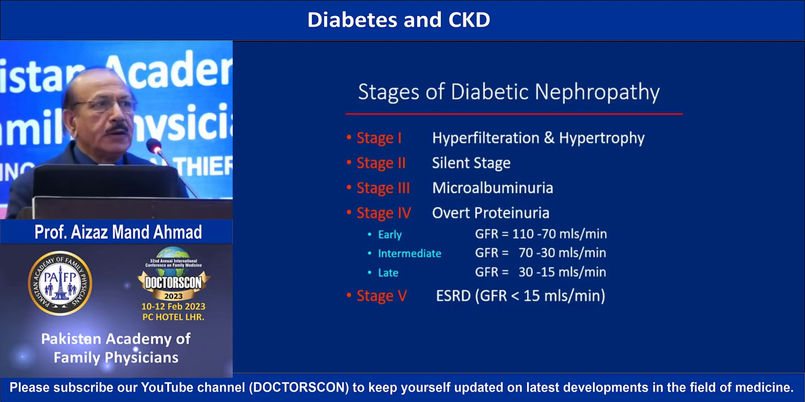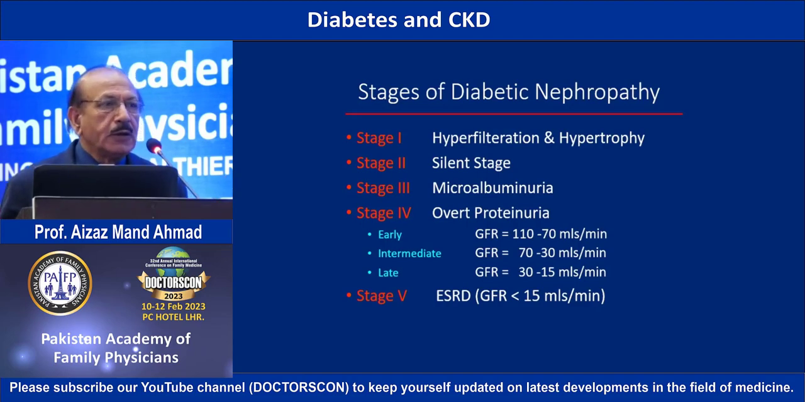Remember that when we test the urine, the dipstick only picks up proteinuria when it is more than 500 milligrams. So many patients will have no proteinuria on dipstick, but if you test for microalbuminuria, you will find protein in the urine. So this is stage 3. This basically indicates that there is endothelial dysfunction. The blood vessels have been damaged.